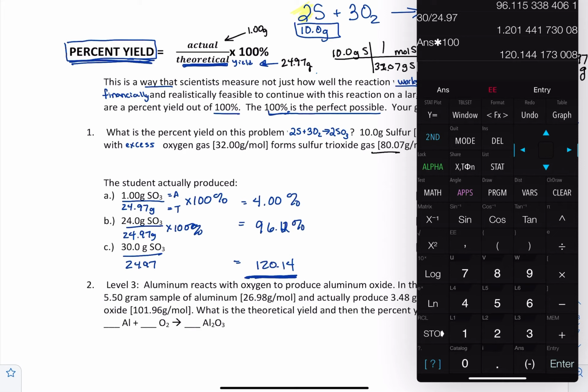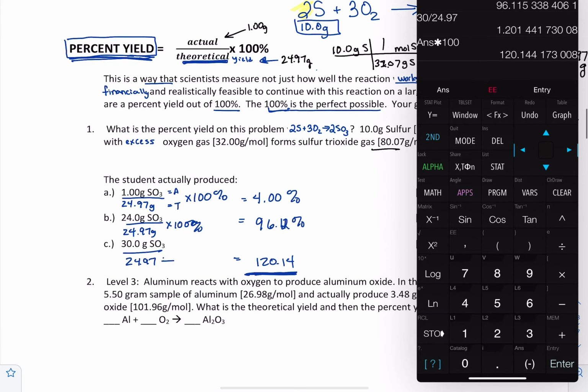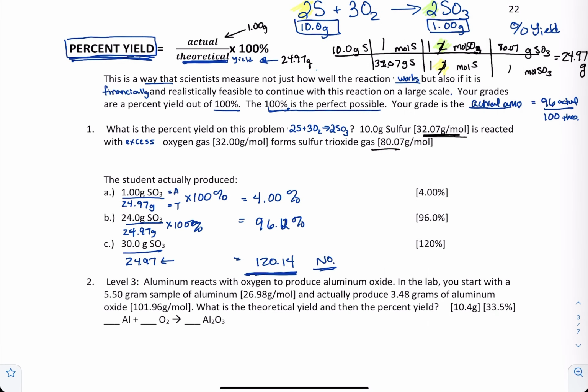Is it possible to ever make more than your theoretical yield? No. What's really common, though, is because these reactions are done in water, you don't wait for it to dry. It'll look dryish, and people don't wait. And so it's like weighing a wet towel instead of a dry towel. It makes it really heavier. And so if you don't wait, it will be extra heavy. So always be suspicious if you get more than 100%. Be suspicious if you get 100% too.